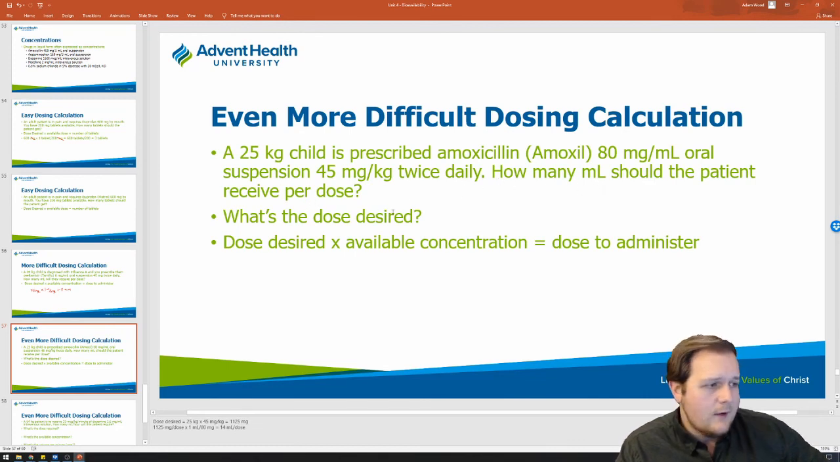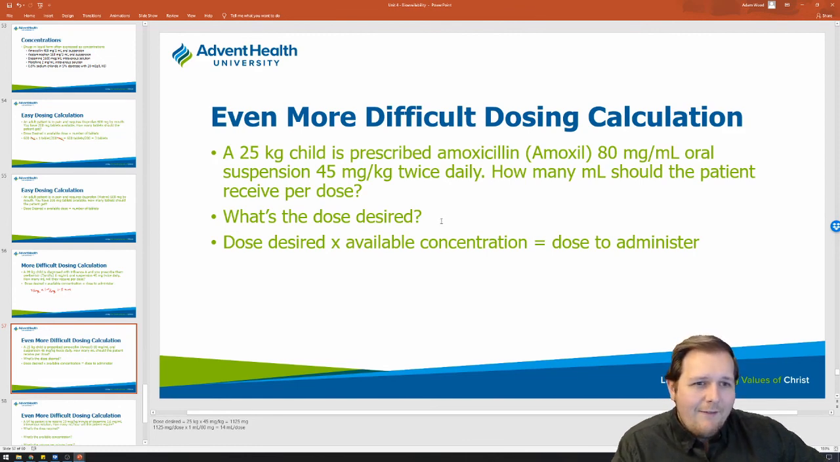Well, what's the desired dose? Well, first off, you have to figure that out. And so in this case, we know that they're getting 45 milligrams per kilogram twice daily. I know they weigh 25 kilograms. So I can do, if you look down here, 25 times 45 mg per kilo. I know that in total they should get 1125. So their dose, per dose amount they're going to get, is 1125 milligrams, 1.125 grams, right?